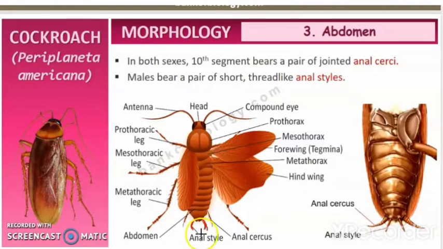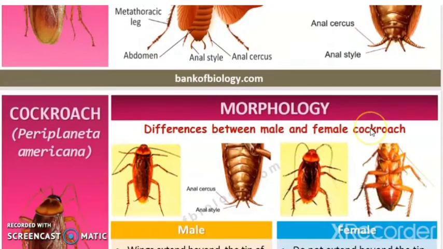Now, in both sexes, in the 10th segment, they bear a pair of jointed anal cerci. You can see it here. This is the anal cerci, this one and this one. So they have a pair, and this last pair is called anal cerci. Clear? So this is about the male and the female abdominal portion. Now let us start with the anatomy part of the cockroach, children.